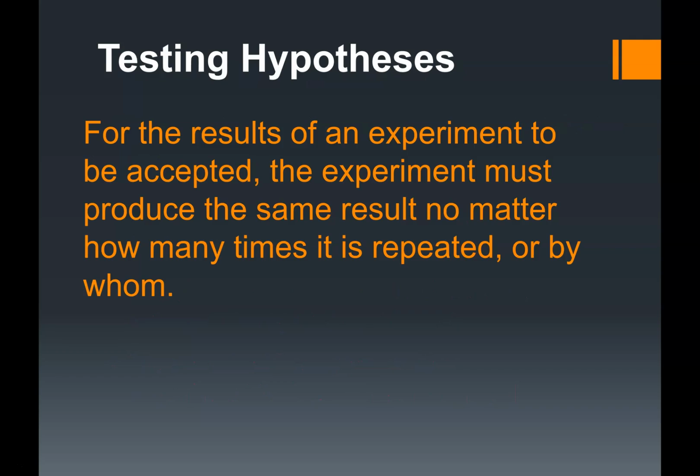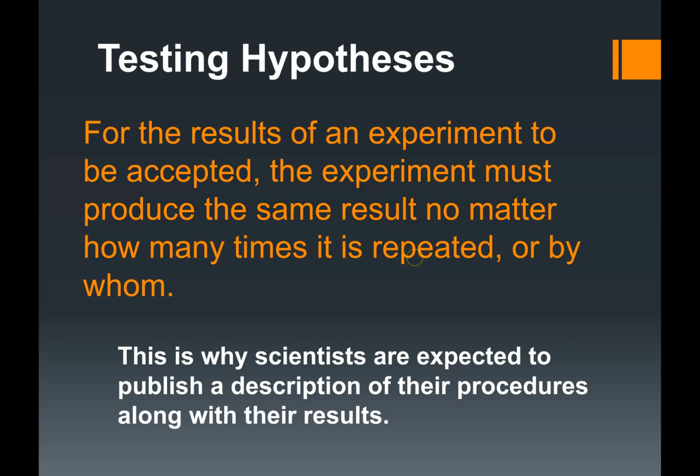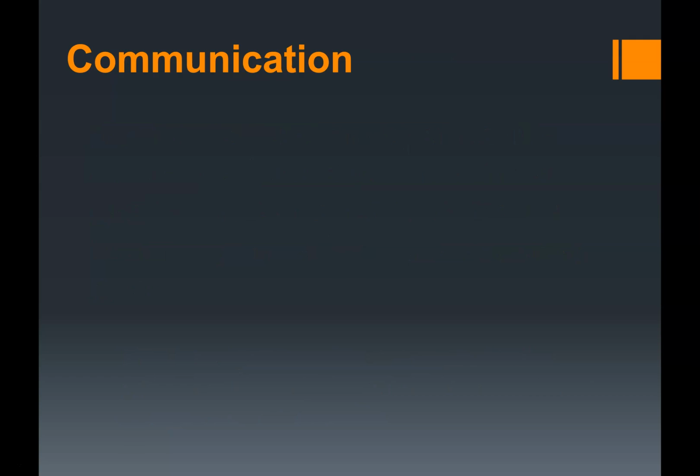For the results of an experiment to be accepted, the experiment must produce the same result no matter how many times it's repeated or by whom. This is why scientists are expected to publish a description of their procedures along with their results. So when a scientist writes a paper, they have to tell the reader exactly what they did. That way, anyone that wants to could duplicate their results. Communication is the last and possibly most important step.